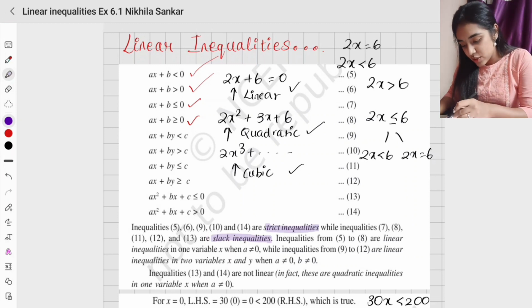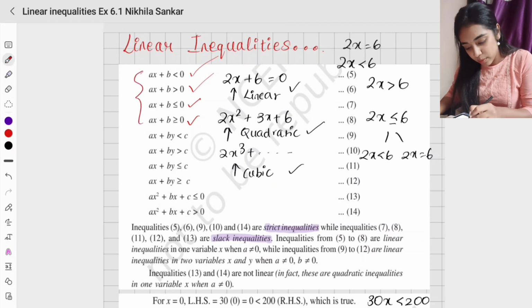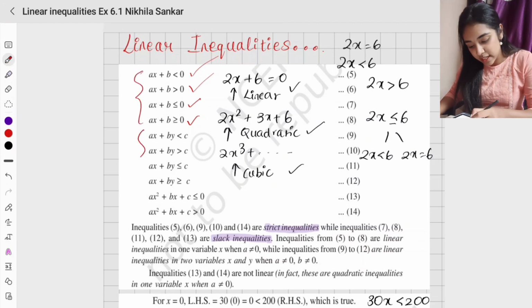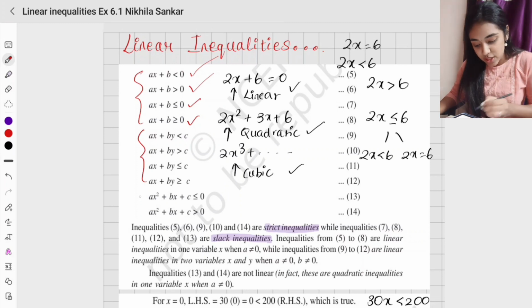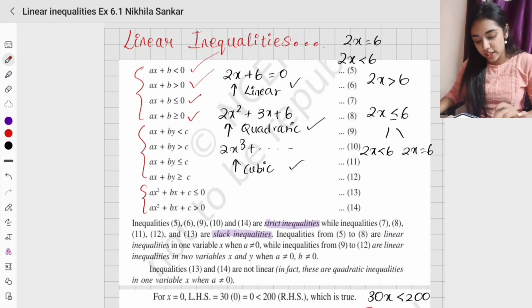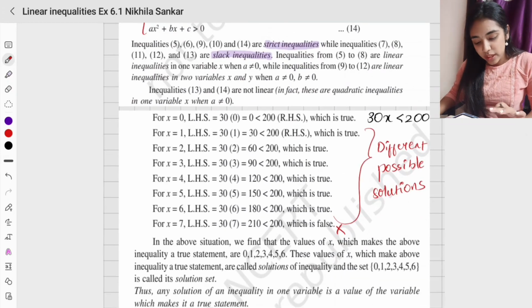Then what is there next? This is dealing with only one variable, only x is there. In these equations, what do we have? I have both x and y. So these are equations dealing with two different variables. Here I have quadratic equations. All this while we were dealing with linear, and these two are quadratic equations. They are not linear but they are quadratic inequalities. Okay?